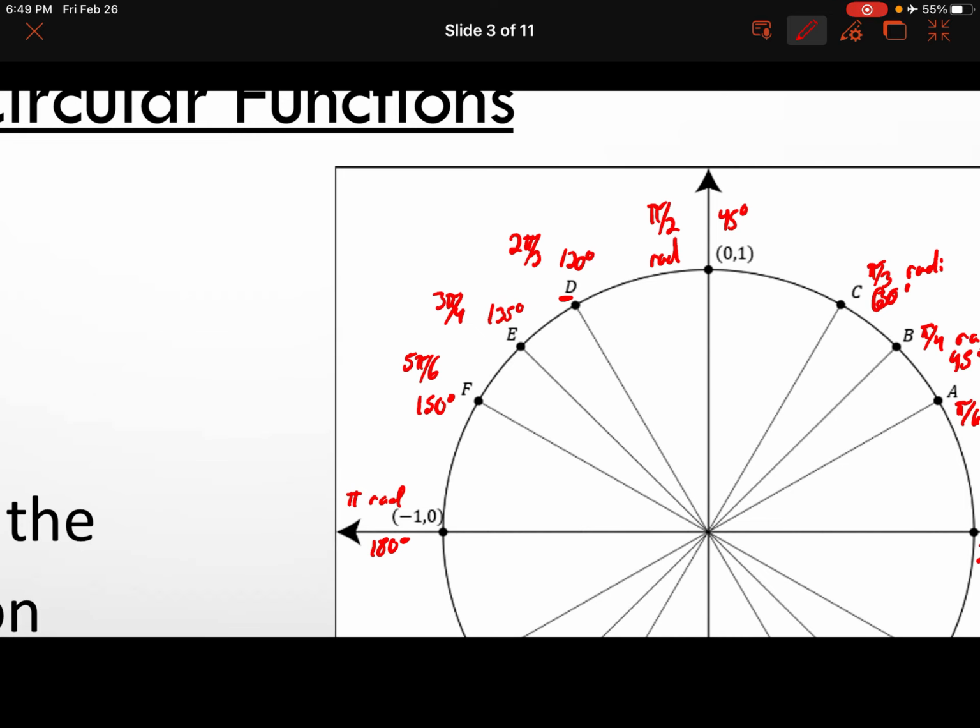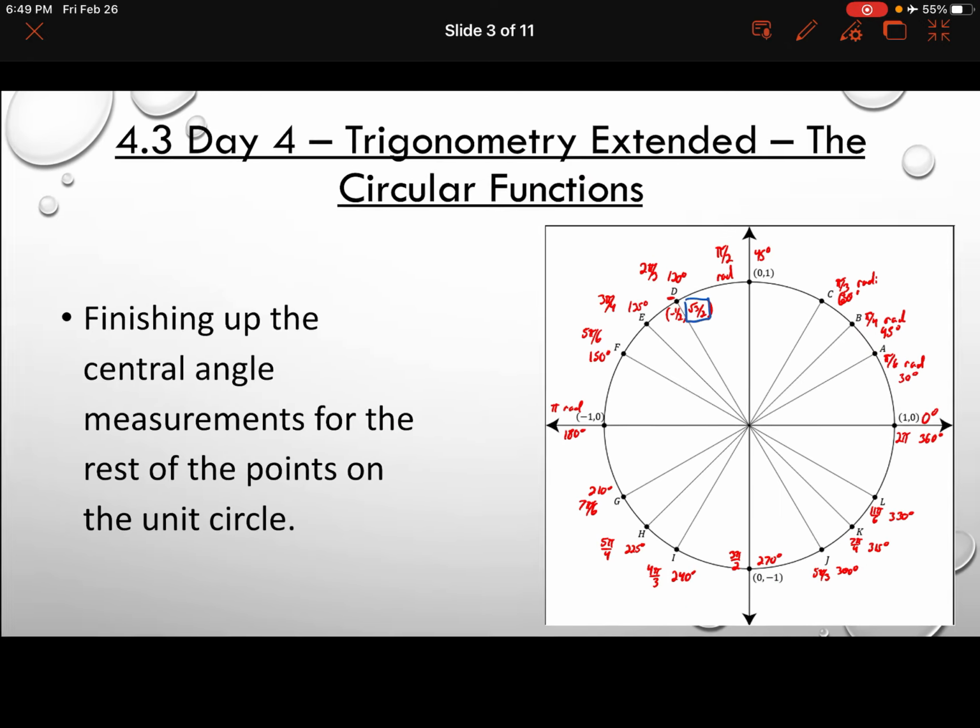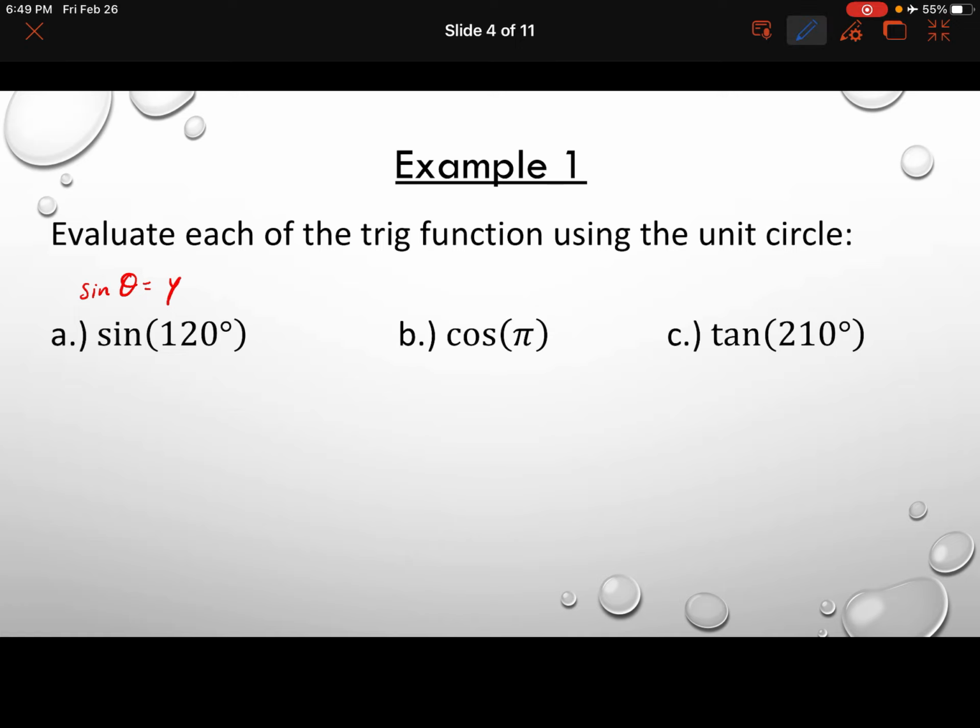Okay, so once again, hopefully you have written down the point. The point at point D is -1/2 comma radical 3 over 2. But once again, hopefully you have that written down already. So we're just looking at the y value this time around since we're looking at sine, just the y value of the point. So that means our answer for that first one is radical 3 over 2. Okay? So point D, radical 3 over 2.